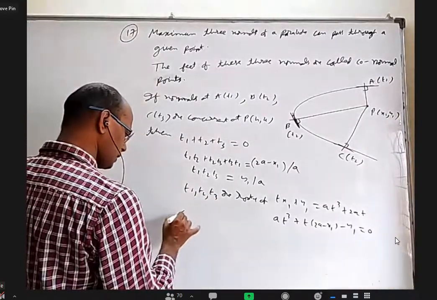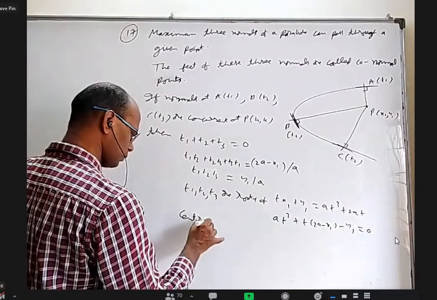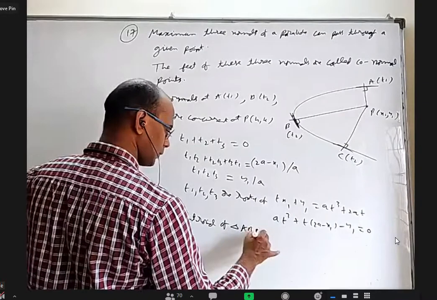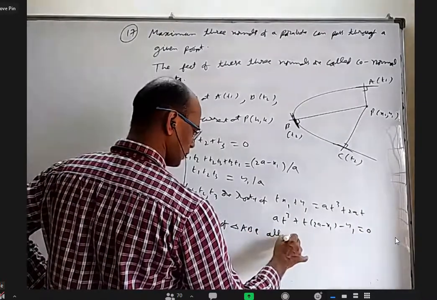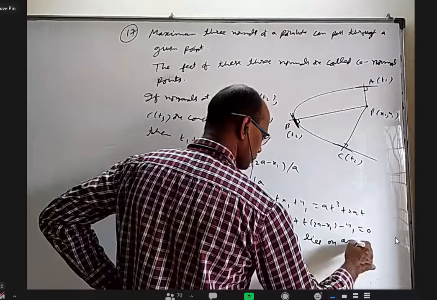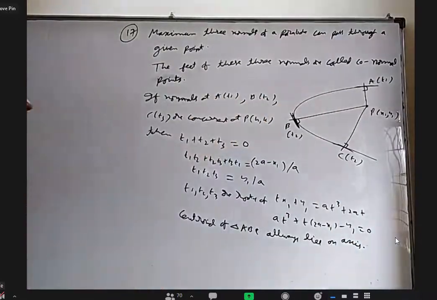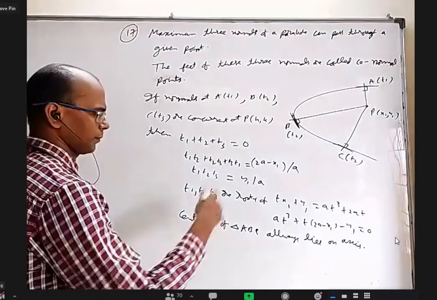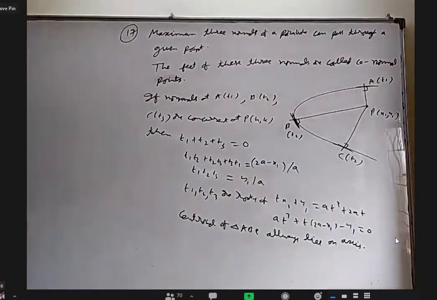And the centroid of triangle ABC always lies on the axis. Okay, we'll come back to this.